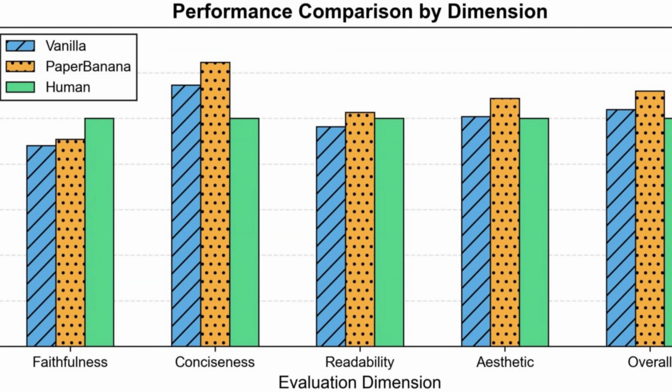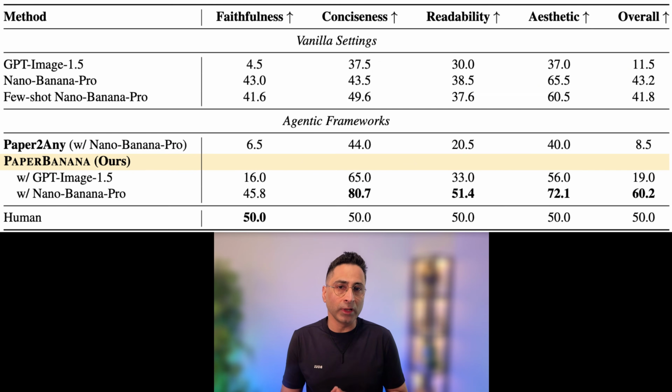Now let's talk about the actual numbers from the paper, because what I showed you is the unofficial version. The paper tested this properly on their full benchmark. They evaluated on 4 dimensions: faithfulness, conciseness, readability, and aesthetics. Vanilla Nano Banana Pro, just prompting it directly, scored 43.2 overall. PaperBanana scored 60.2, beating almost every single baseline.